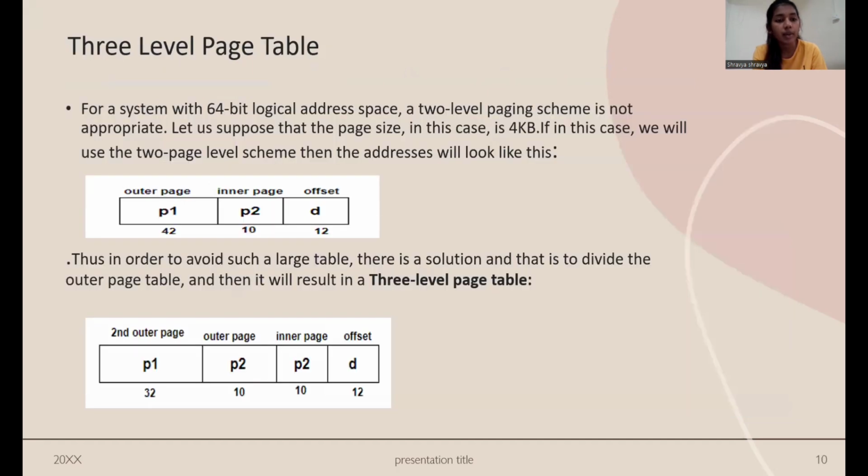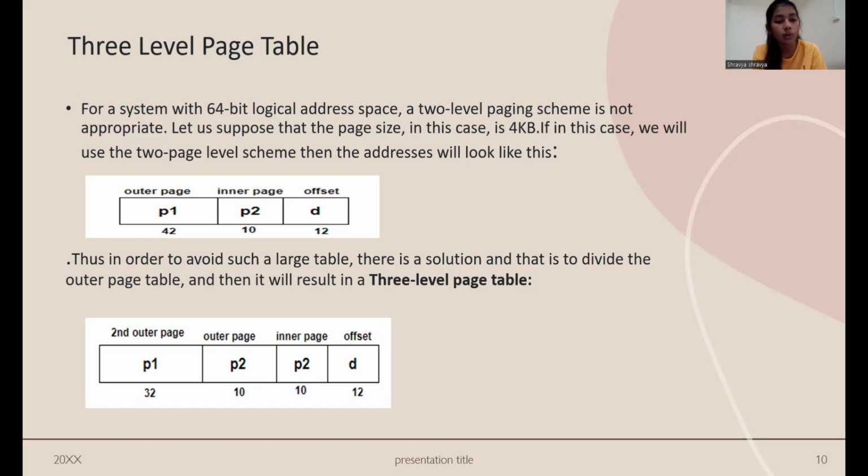And we have the three-level page table. For a system with a 64-bit logical address space, a two-level paging scheme is not appropriate. Let us suppose that the page size in this case is 4 KB. If in this case we use the two-level paging scheme, then the addresses will look like this, where the outer page is P1, the inner page is P2, and the offset is D.